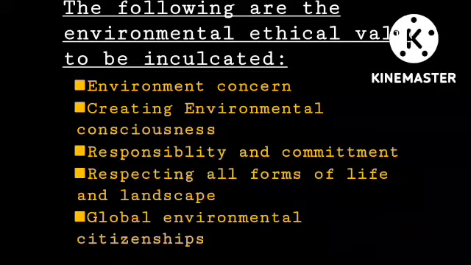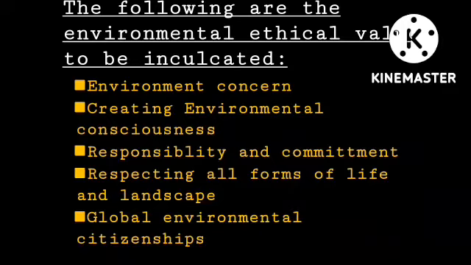Another one is respecting all forms of life and landscape. We have to respect all forms of life and also landscapes, right? Because this is the beauty of our nature, right? There is a variety of organisms present on our earth, right? It serves as biodiversity, right? So we have to respect all forms of life.